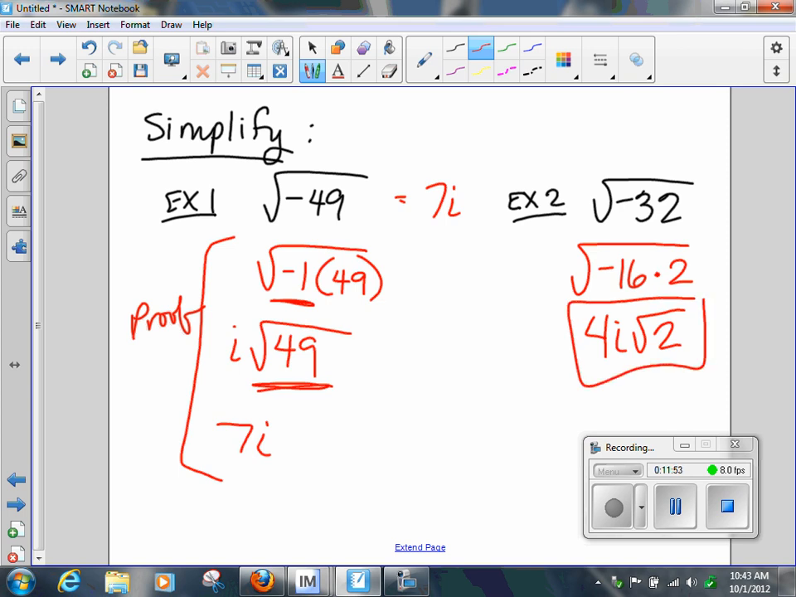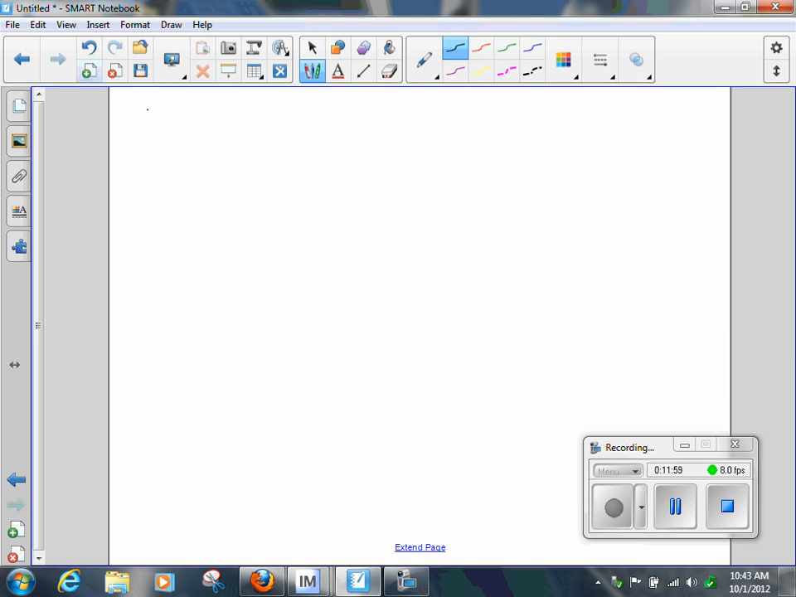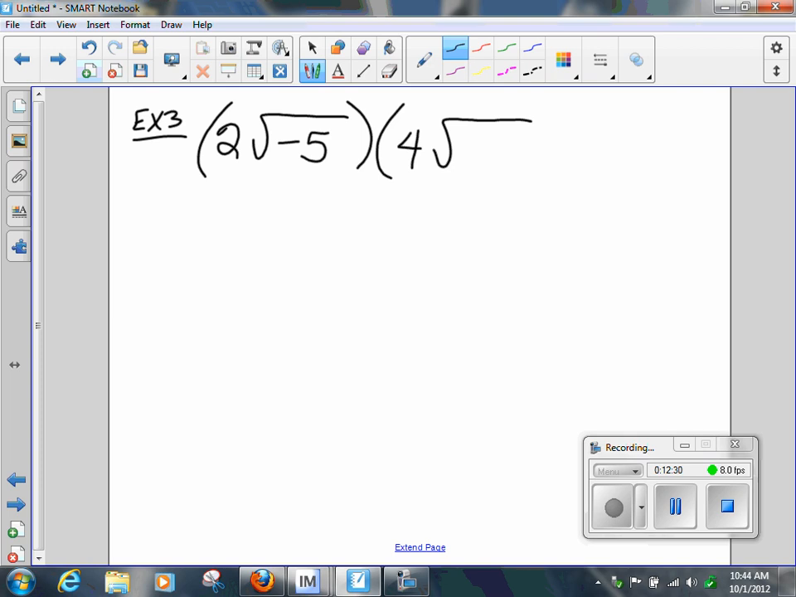Y'all, is this facile or difficile? Facile? Okay. All right, so can we go one step farther? One step farther. What if we were to have 2 root negative 5 times 4 root negative 20.